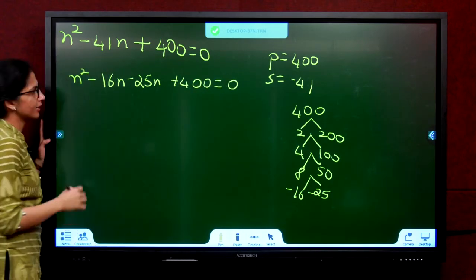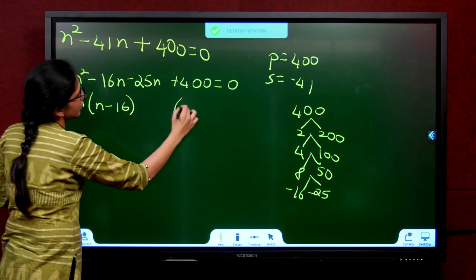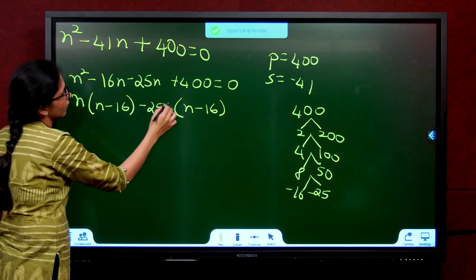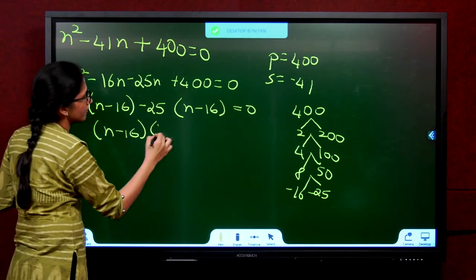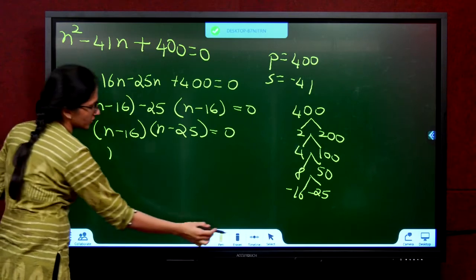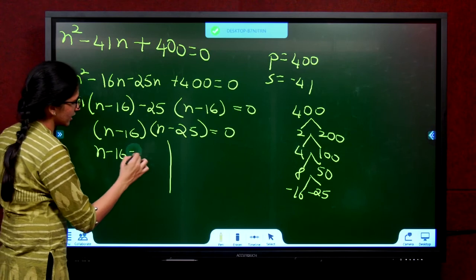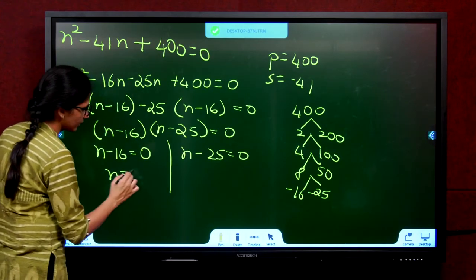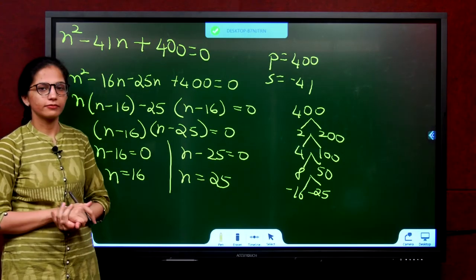From the first two terms, take whatever you can common. N into n minus 16. N minus 16 again has to come here. What is your filler term? Minus 25 is equal to 0. N minus 16 into n minus 25 is equal to 0. You get two possible answers here. N minus 16 is 0 and n minus 25 is 0. N is equal to 16, n is equal to 25.